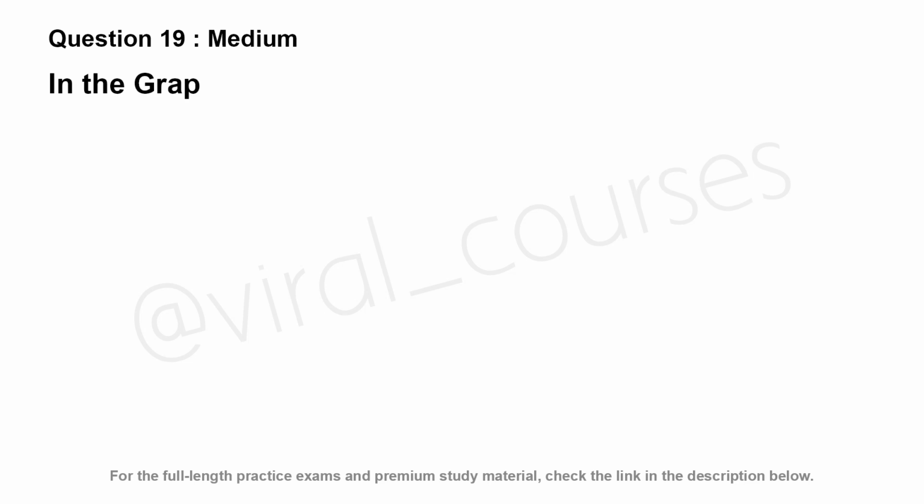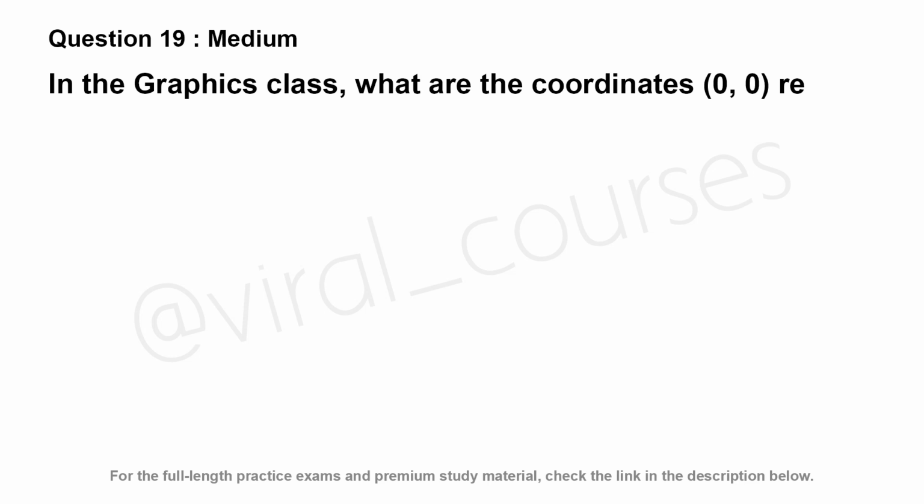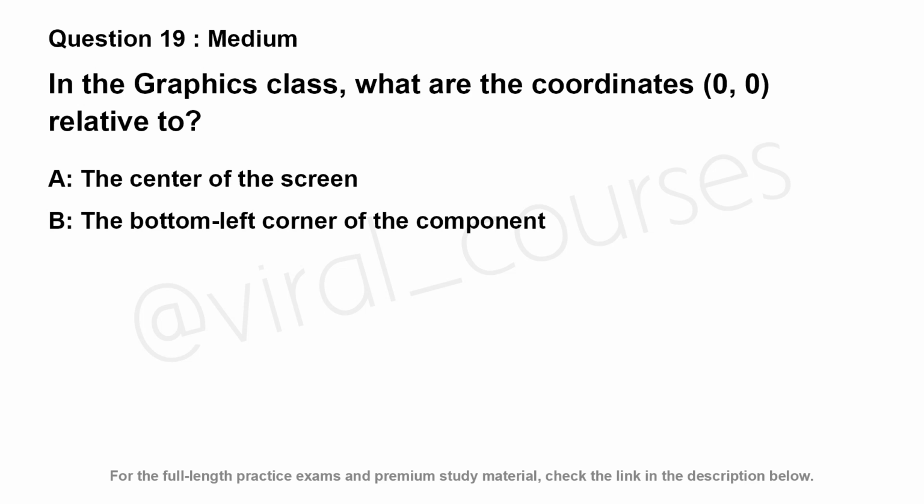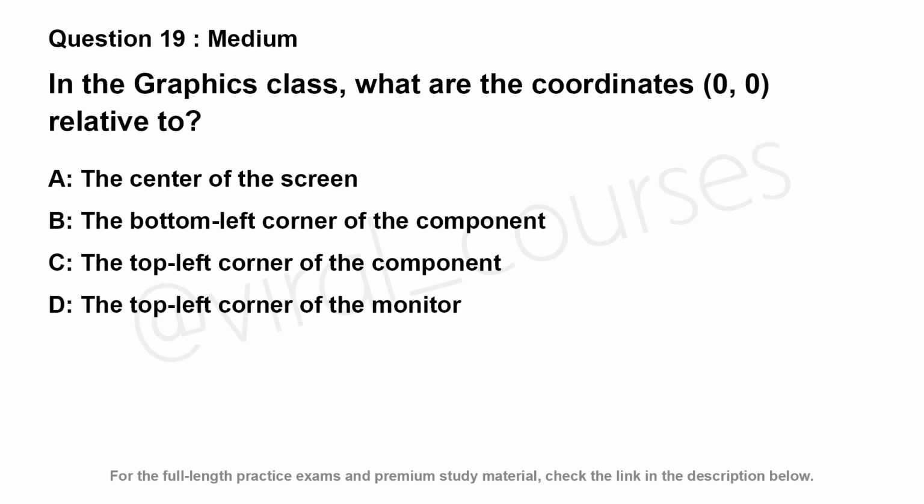In the Graphics class, what are the coordinates 0, 0 relative to? Option A, the center of the screen. Option B, the bottom left corner of the component. Option C, the top left corner of the component. Option D, the top left corner of the monitor.